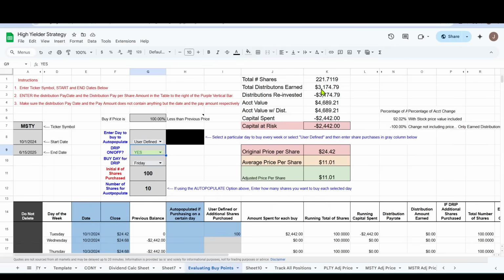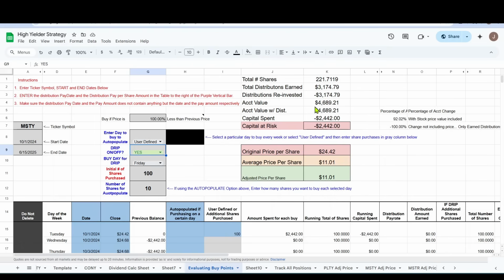So by dripping, you've increased the number of shares you own. The distributions you've earned is more, right? You have increased those distributions as well because you're multiplying each distribution pay rate by more shares each time, which gives you more distribution earned. But with the drip on, you're not capturing this. You're actually taking it and rolling it back in, and that's how your shares are increasing.